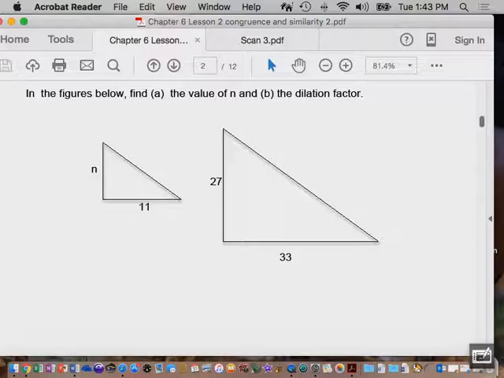Okay, so, little is to big, as little is to big. N is to 27.